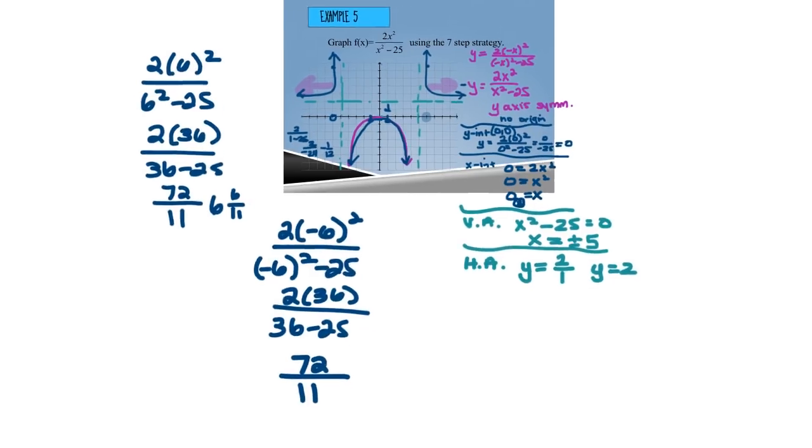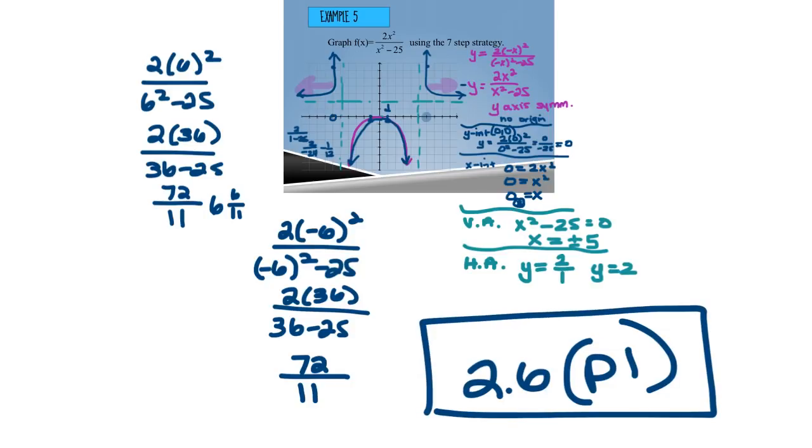Okay, so we're going to finish with part 1 here. So this is 2.6 part 1. And then tomorrow we're going to finish talking about slant asymptotes.